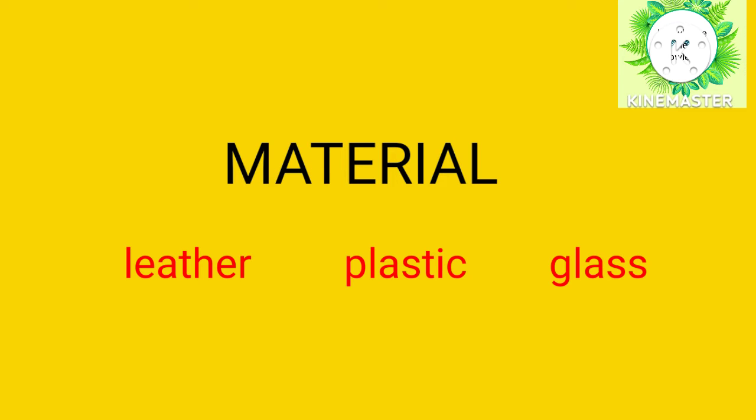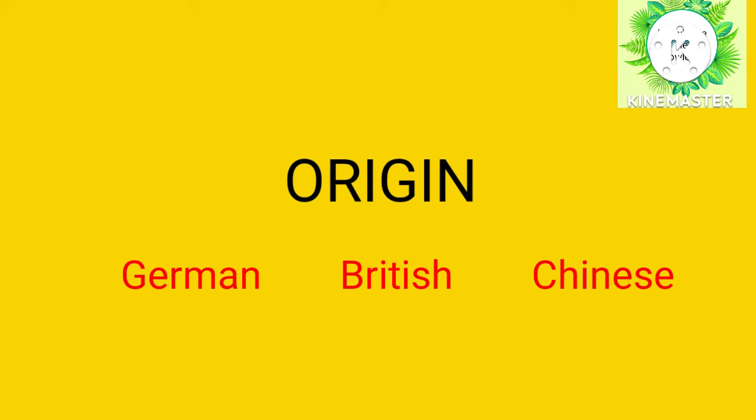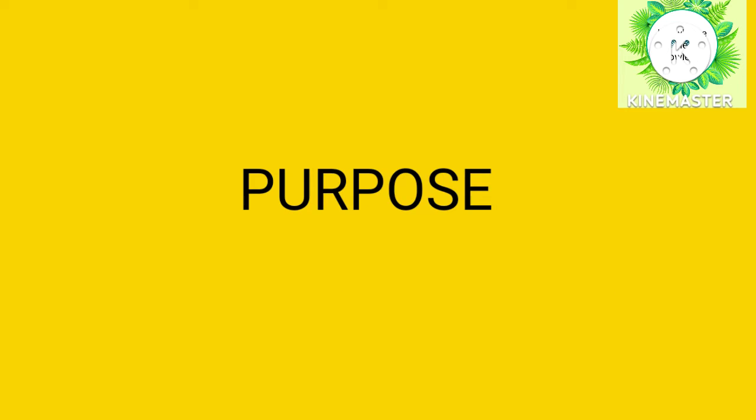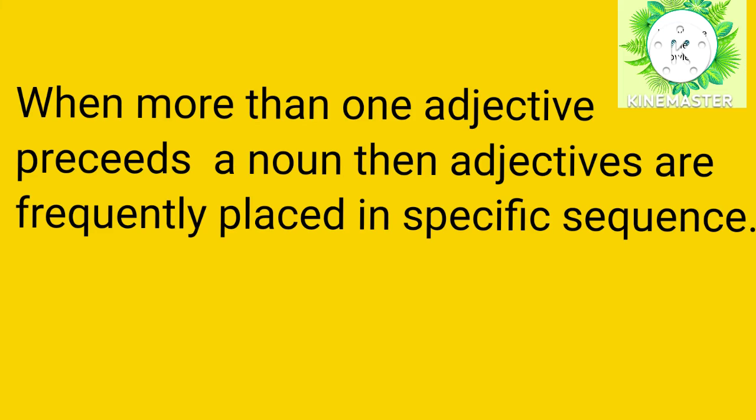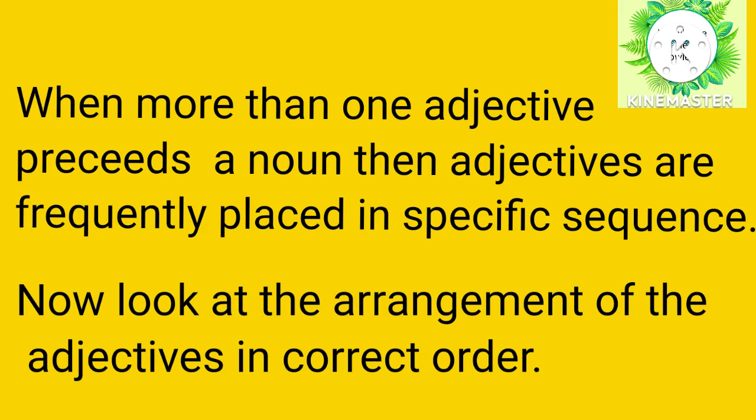Material: leather, plastic, glass. Origin: German, British, Chinese. Purpose: racing, running, terrifying. When more than one adjective precedes a noun, then adjectives are frequently placed in a specific sequence. Now look at the arrangement of the adjectives in correct order.